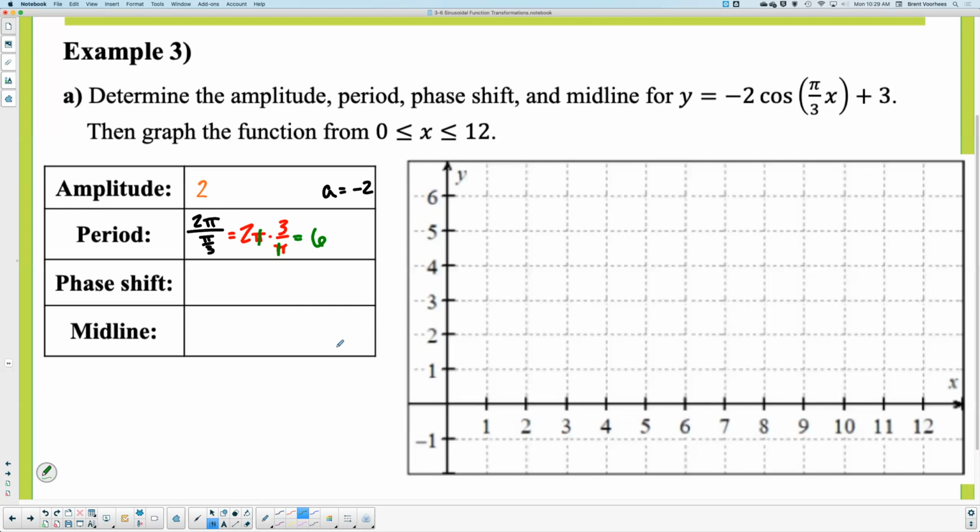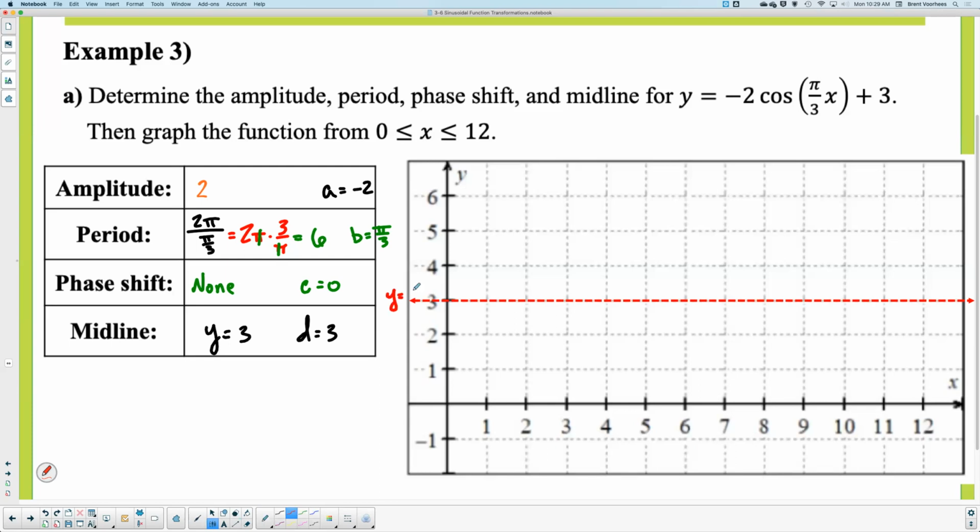Okay, phase shift. What's our phase shift? And all this is because B was pi divided by 3. No phase shift. Why none? C equals 0. Okay, what about the midline? Just 3? There you go. Y equals 3. And that's because the D value is 3. So we go up to 3. We put our midline on there. There's our midline.